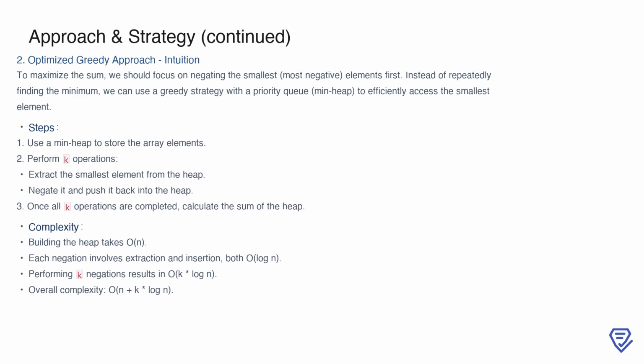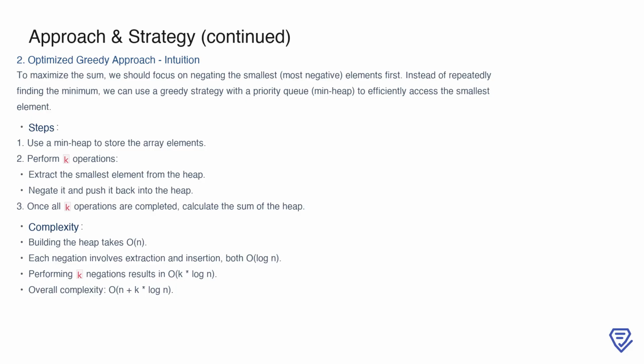Here, the key idea is to negate the smallest, or most negative, elements first, as this has the greatest impact on maximizing the sum. Instead of repeatedly searching for the smallest element, we can use a min heap, or priority queue, to organize the array elements. With this approach, the smallest element is always accessible in O(log n) time.